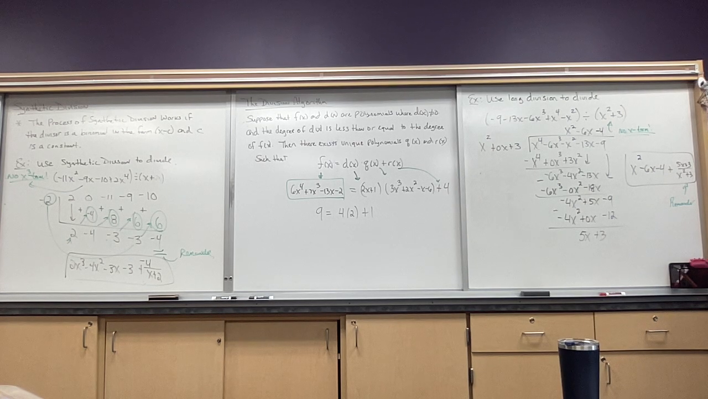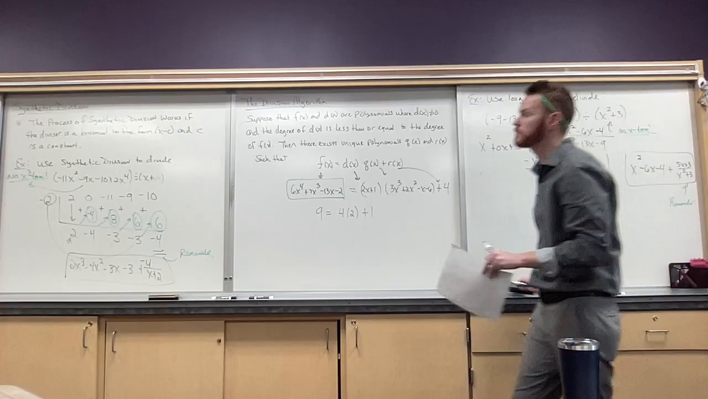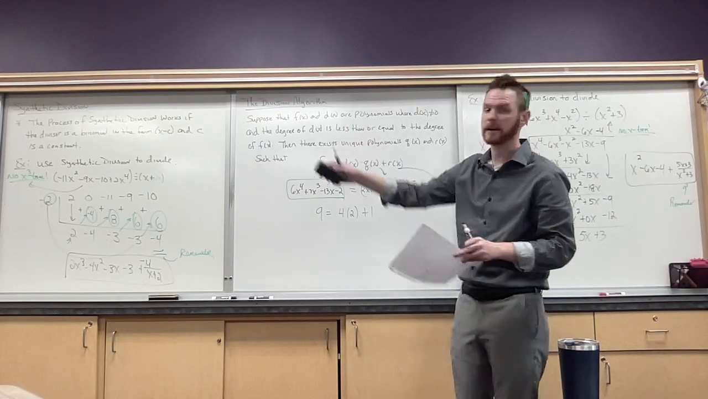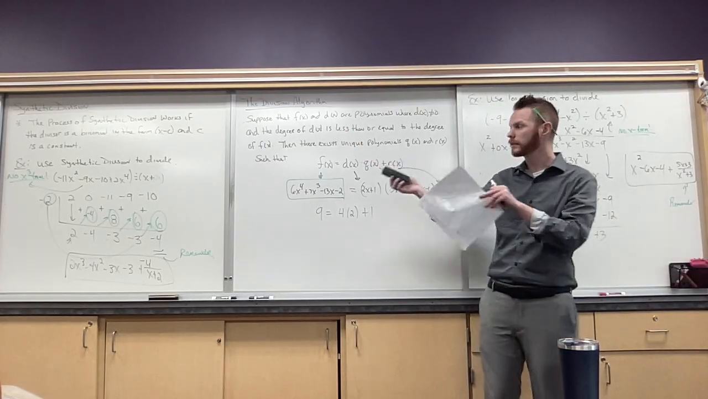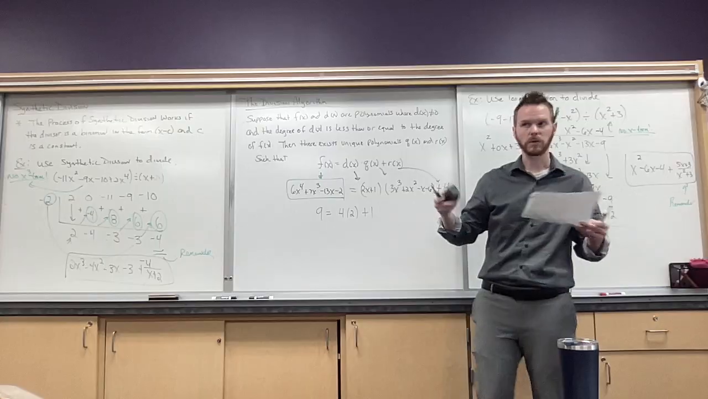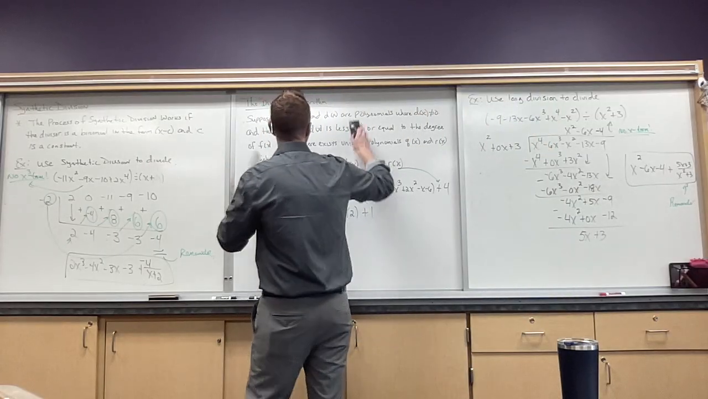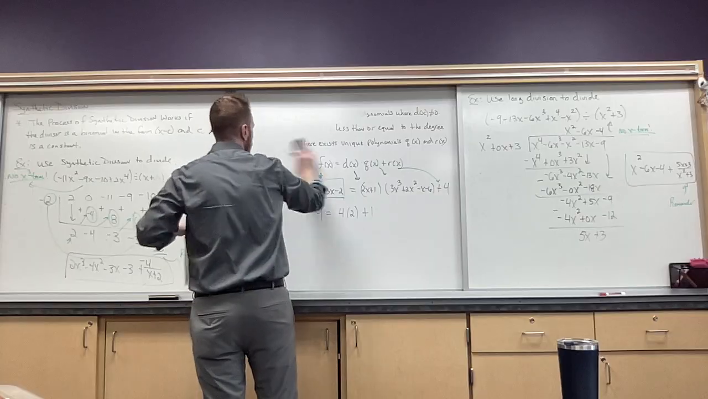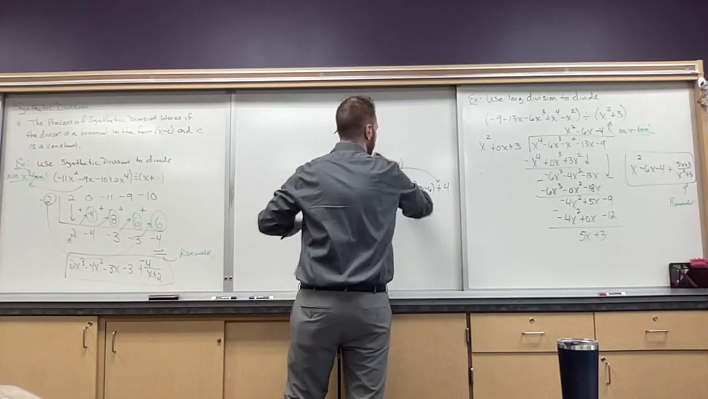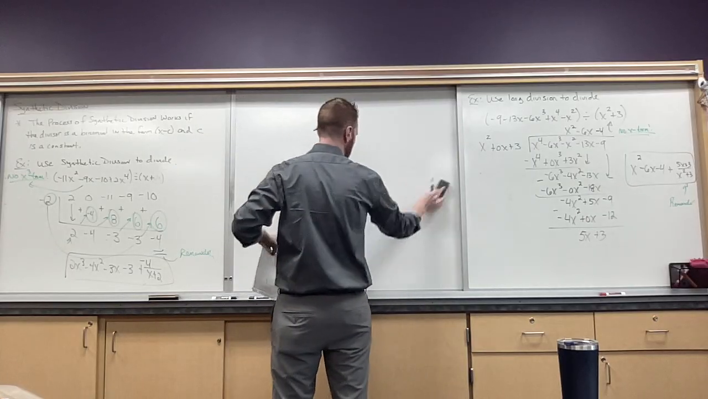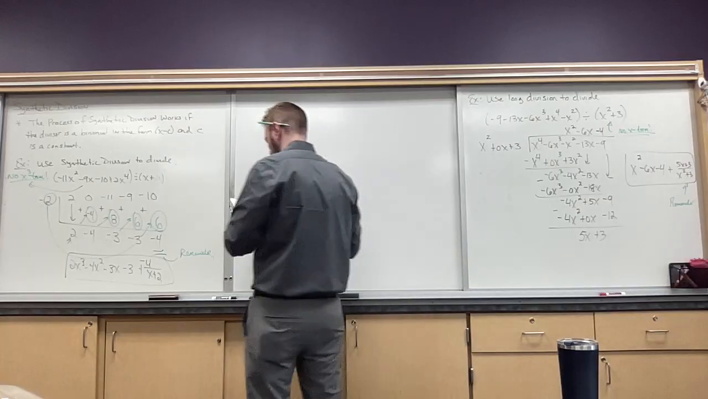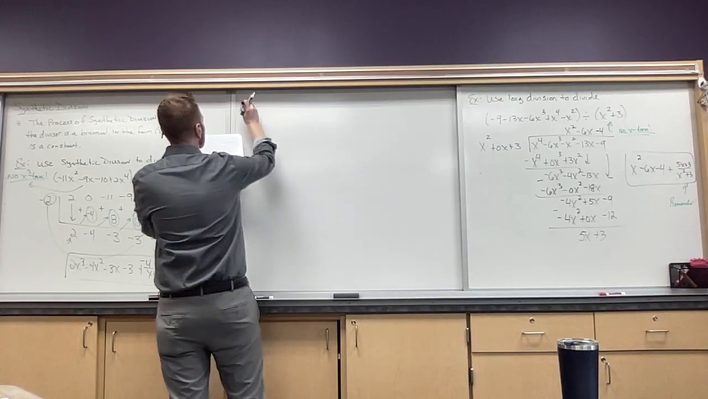Let's see where we have. Okay, so this leads to our last objective. We're going to talk about the remainder and factor theorems. Now that we have a little bit of division under our belt, how can we use this to find zeros or to factor polynomials? Because that's important. This is all fine and dandy, but it needs to have a reason. Like, why do we divide these things?